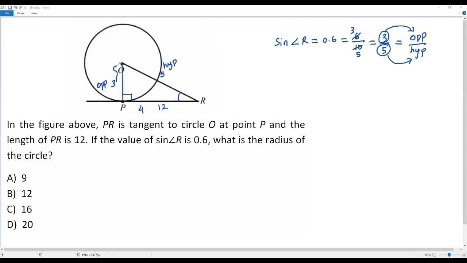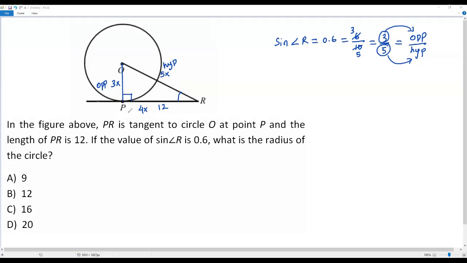Now to get the actual length of this leg OP, the actual length of the hypotenuse OR, and the actual length of the leg PR, what I have to do is multiply these numbers 3, 4, 5 by the same non-zero number, say x. That is, when I multiply this 3 by x, I get 3x. So 3x represents the actual length of this leg OP, and when I multiply this 5 by x, I get 5x. 5x is the actual length of the hypotenuse. When I multiply this 4 by x, I get 4x. This 4x represents the actual length of PR.